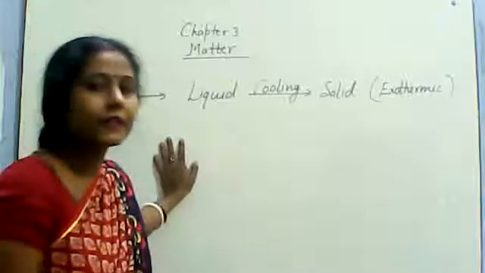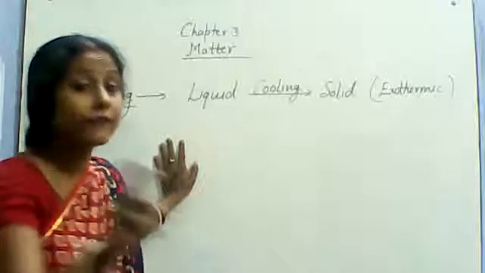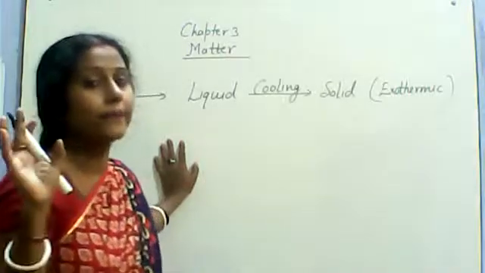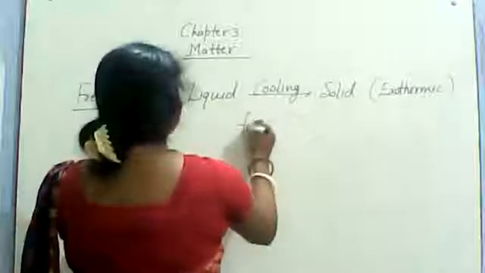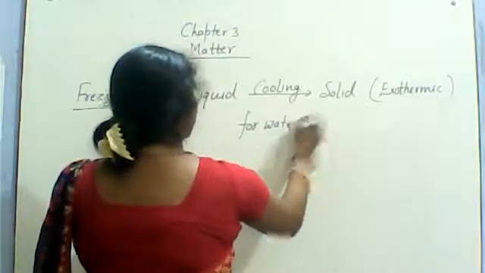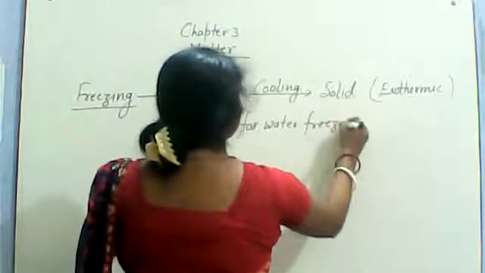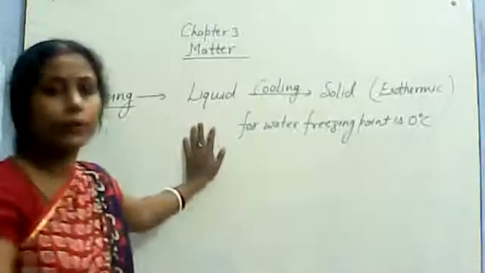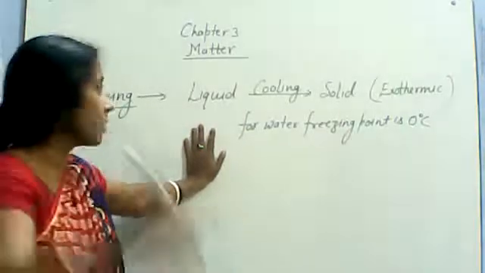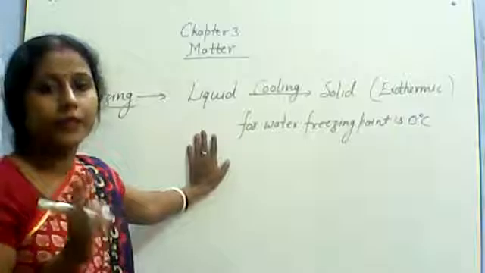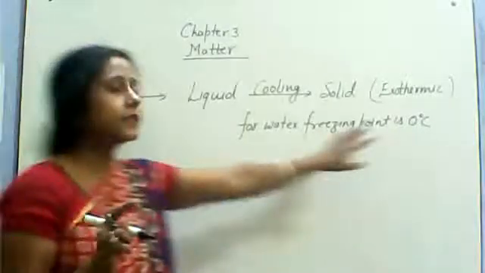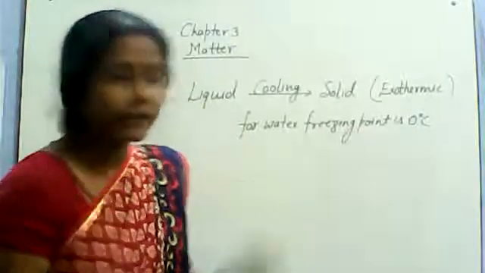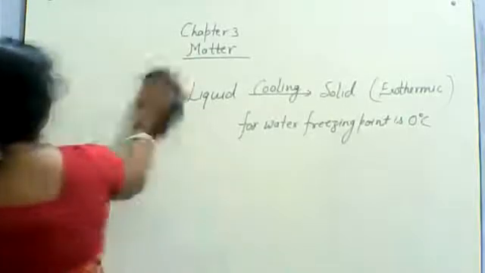At the freezing point, you know very well that it is 0 degrees Celsius for water, and different substances have different freezing points. Understood? That constant temperature at which any liquid becomes solid is called the freezing point. And for water, it is 0 degrees. Understood, students? Now, the next topic is sublimation.